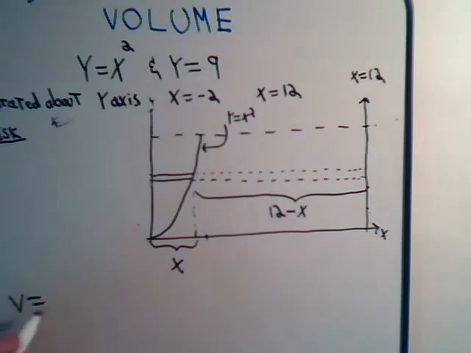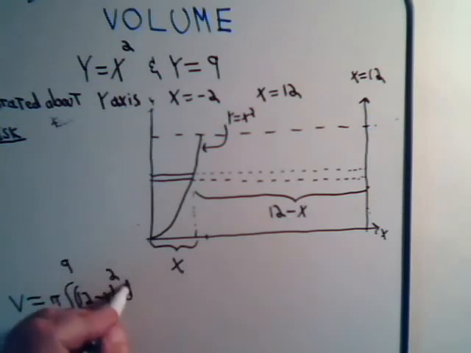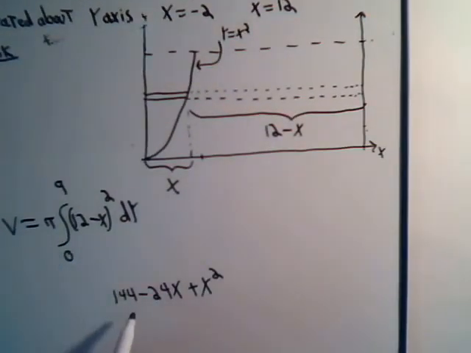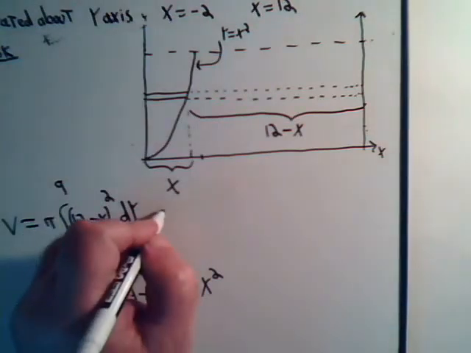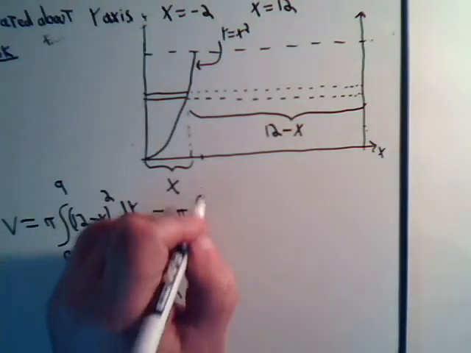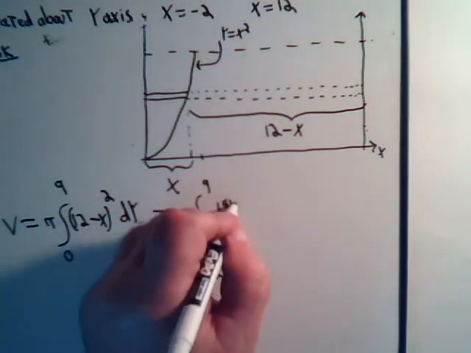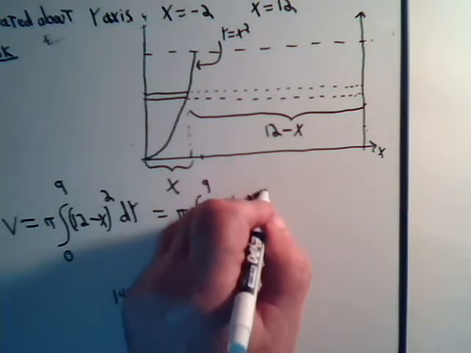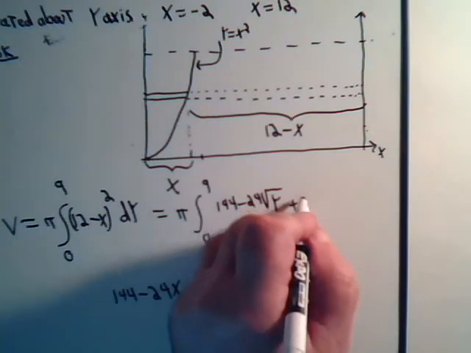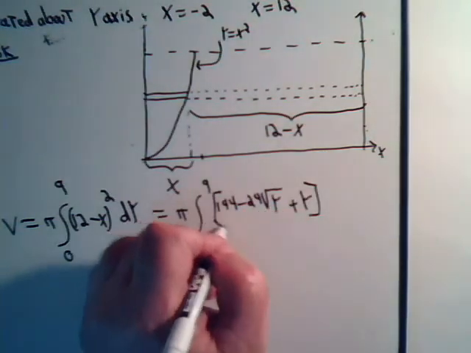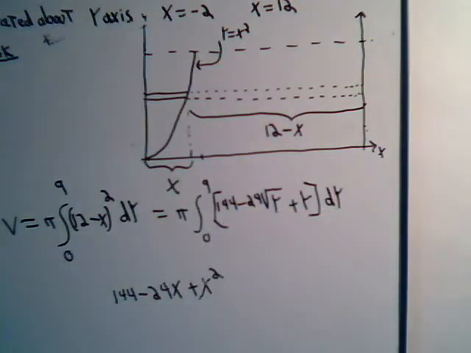So now the integral becomes pi. We're still adding up from 0 to 9, that doesn't change. Except here we have 12 minus x squared times dy. And if we multiply this out, we have 144 minus 24x plus x squared. Multiplying this out, x is the square root of y. So now our new volume integral is 144 minus 24 times the square root of y plus y. X squared is just y. So now that becomes a new volume integral.